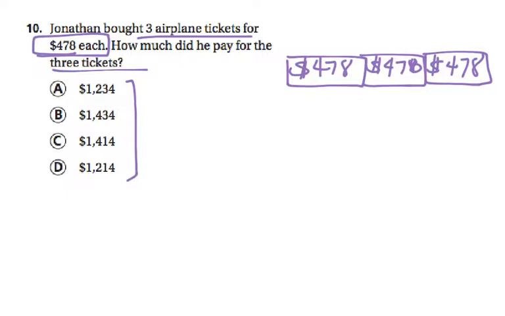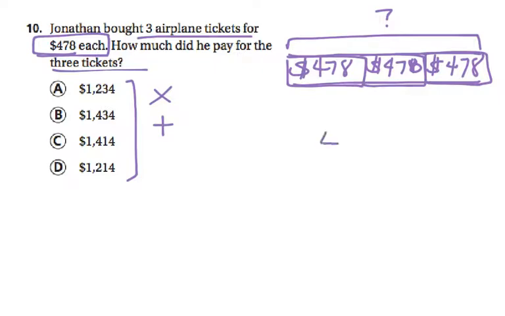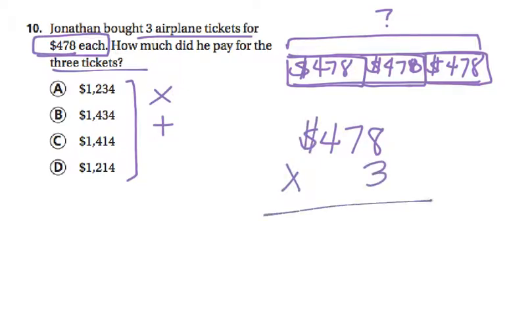When I noticed that my answer choices all increased, that told me that I either multiplied or I added to get to the answer. And when I did my bar model, I can see that to find the total amount that he spent, I could either add 478 plus 478 plus 478, or I can use multiplication and multiply $478 times 3.